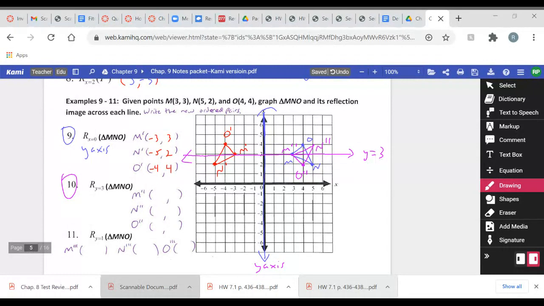I need to name those ordered pairs here. I can see M double prime is still at 3, 3. I can see O double prime is at 4, 2. And I can see N double prime is at 5, 4.